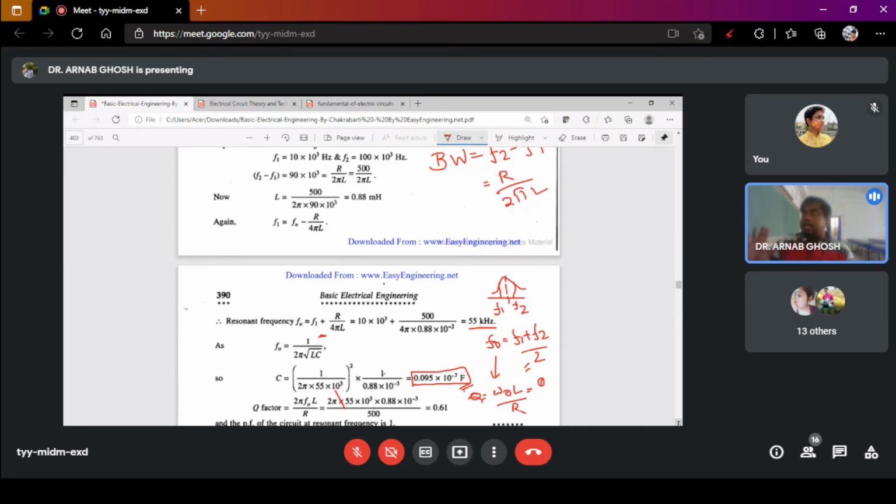Now if you are asked to calculate, let's say you are given a problem where you are asked to calculate the frequencies of a band pass filter.